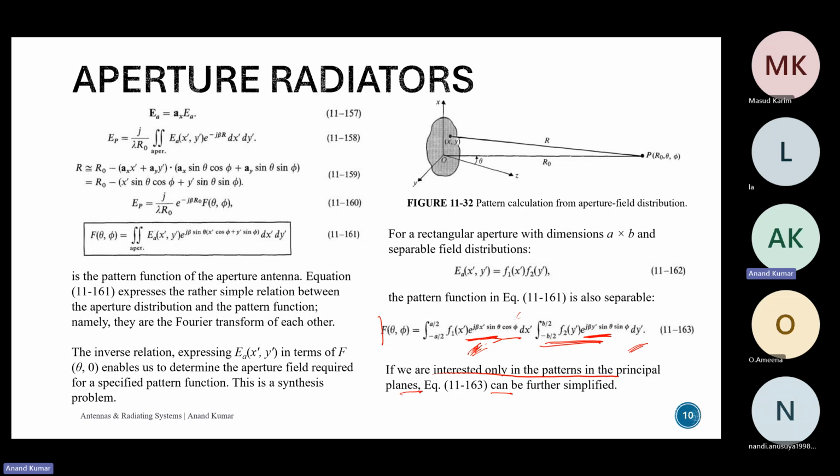The important thing that we discussed is summarized over here: the inverse relation expressing the field at the aperture in terms of the pattern function enables us to determine the aperture field required for a specified pattern function. Since we know that the electric field at the aperture gives us a particular pattern function, we can use a particular pattern function and engineer the electric field at the aperture.